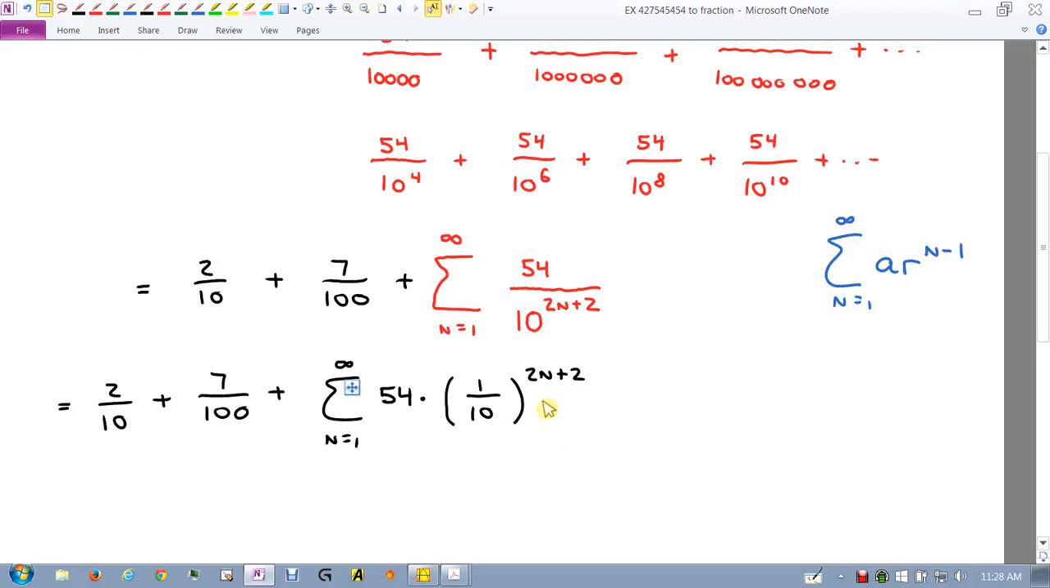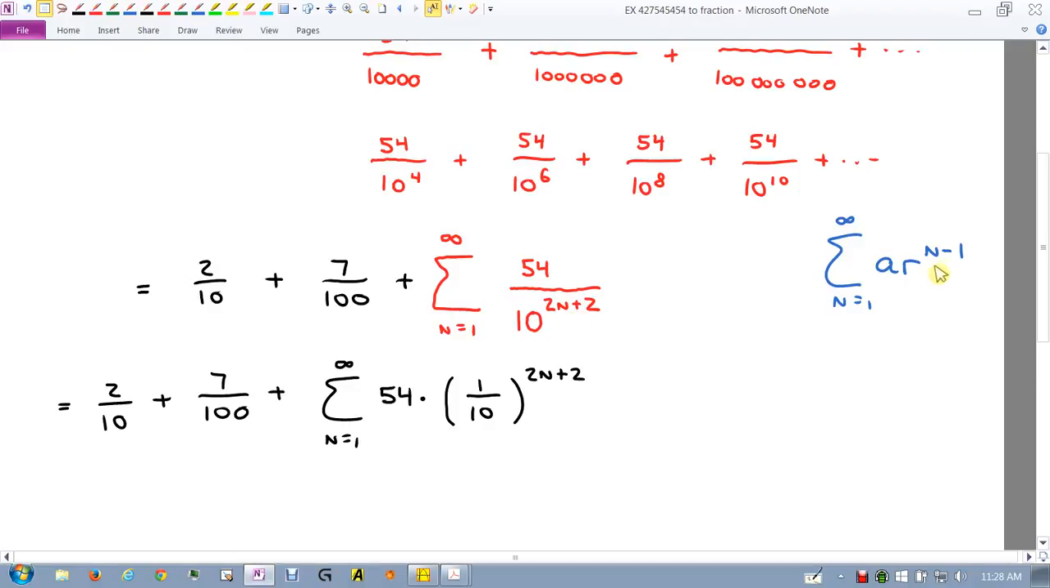Yes? Because when you take 1 over 10 and raise it to this power, you raise 1 to the power first, which is going to just be 1, and then you raise 10 to that power, which is the bottom. So I've just recognized that this 10 to the 2n plus 2 on the bottom, there's really a 1 on top of it, slid the 54 out. Got it? Is this starting to look more geometric?